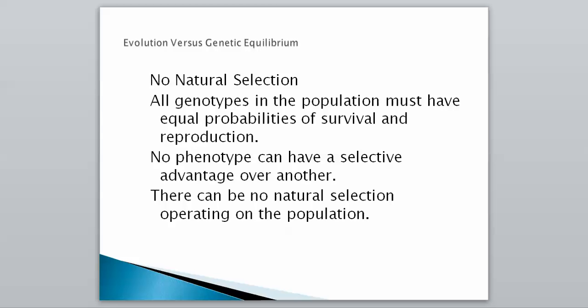And then no natural selection. We know for a fact natural selection does occur, and all genotypes in the population must have equal probabilities of survival and reproduction. Again, that's if genetic equilibrium is to occur. And no phenotype can have an advantage over another, so we know that that is not the case, and there can be no natural selection operating on the population. So again, genetic equilibrium is the exact opposite of evolution, and it rarely ever stays in place because all of these factors are usually acting on populations all the time.